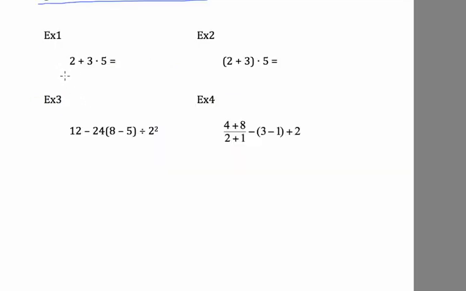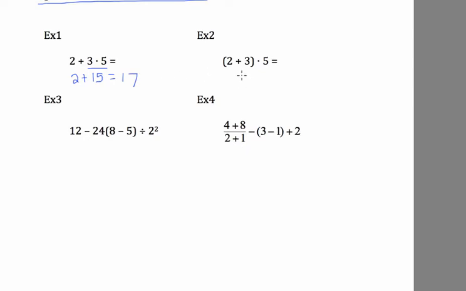Let's do some problems. Example 1. Which would come first, addition or multiplication? Well, multiplication comes first. One thing that I do when I am doing these problems is I underline and replace. So I would underline this part, 3 times 5 is 15. And then replace that. So I have 2 plus 15. So my answer would be 17.